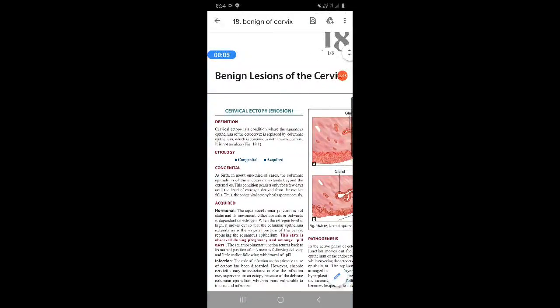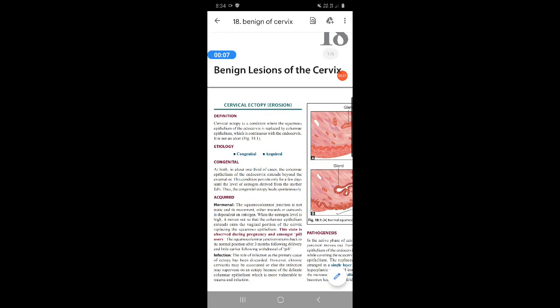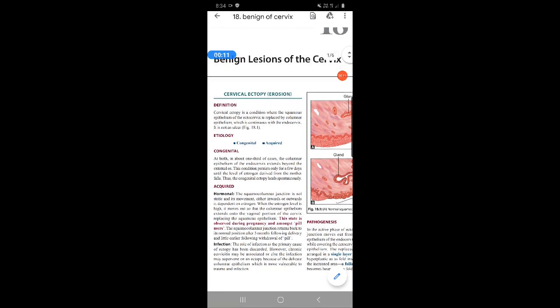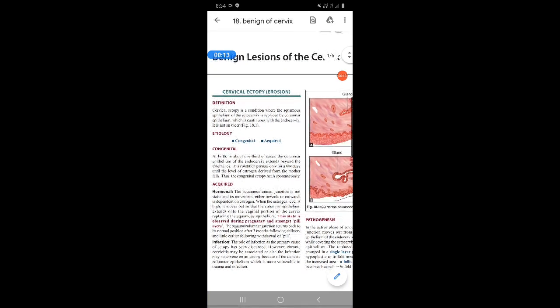So today we are going to discuss the topic of cervical ectopy or erosion. It comes under the benign lesions of the cervix. So coming to its definition, before that we need to know the anatomy of the cervix.